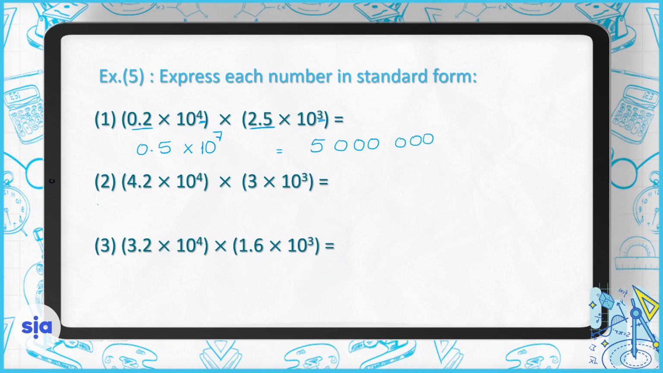If you multiply 4.2 times 3, this will be 12.6 times 10 to the power of 7. But this number is bigger than 10, so it will be 1.26 multiplied by 10 to the power of 8. If you want to expand this, it will be 126, and then we put 6 zeros.